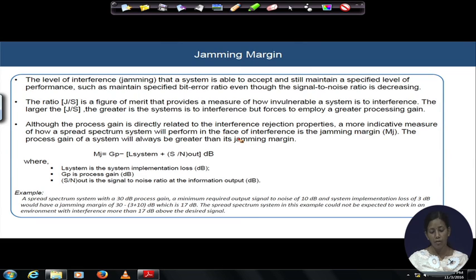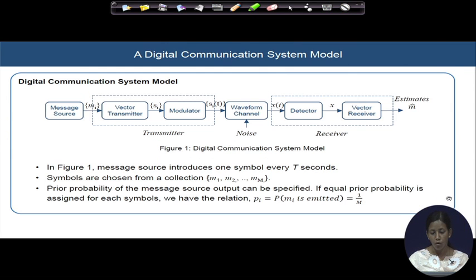Before going into further detail, we would like to revisit the fundamentals of the digital communication system, because a lot of understanding is needed before entering into the spread spectrum communication system analysis. In Figure 1, we have shown the digital communication system model. A digital communication system starts with a message source.